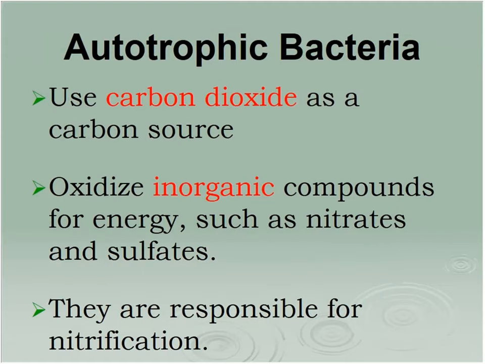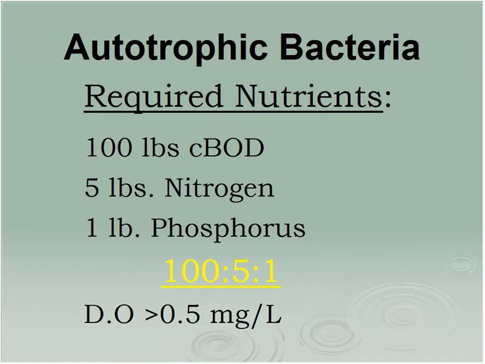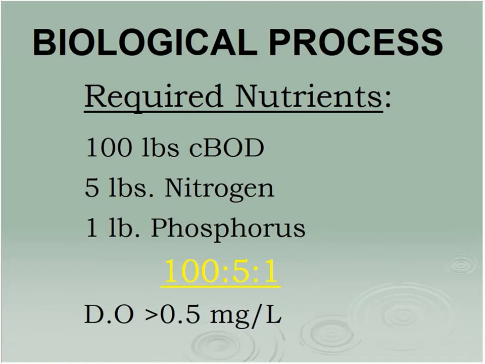The autotrophs use inorganic carbon, carbon dioxide, for their energy. They also oxidize inorganic compounds, and they're the ones that do nitrates and sulfates. They'll do nitrification for us. So if two weeks from now we talk about nitrification, we'll actually be talking about autotrophic bacteria that are employed in that particular process. So we want to keep them healthy. We want them to perform the best they can.